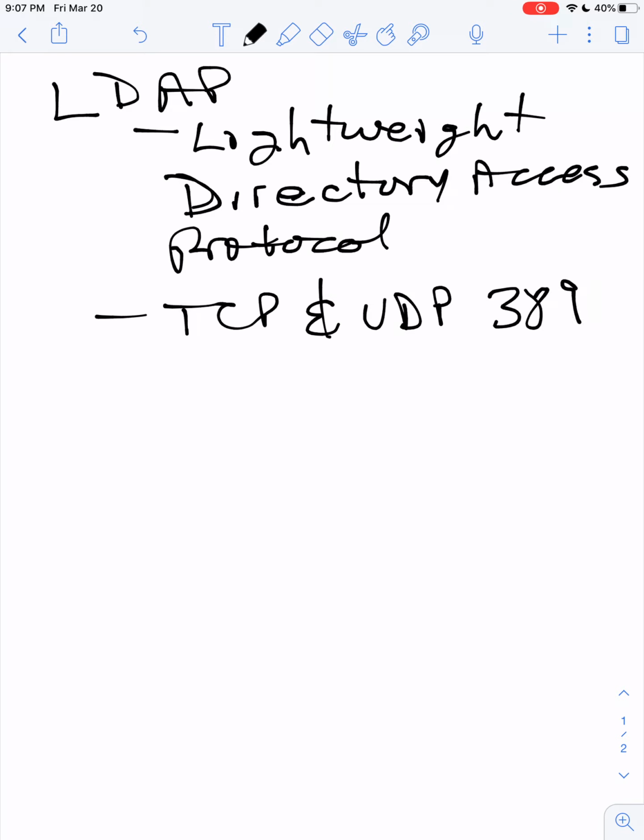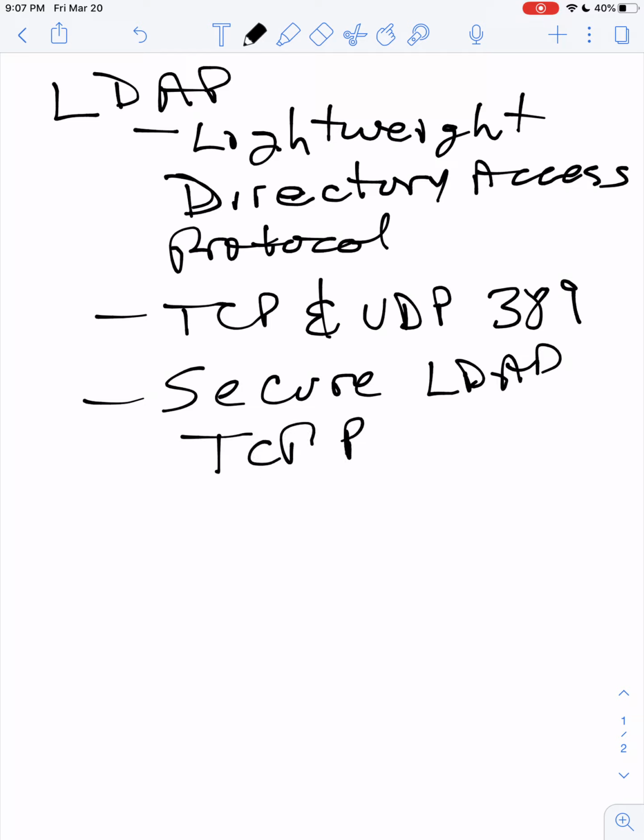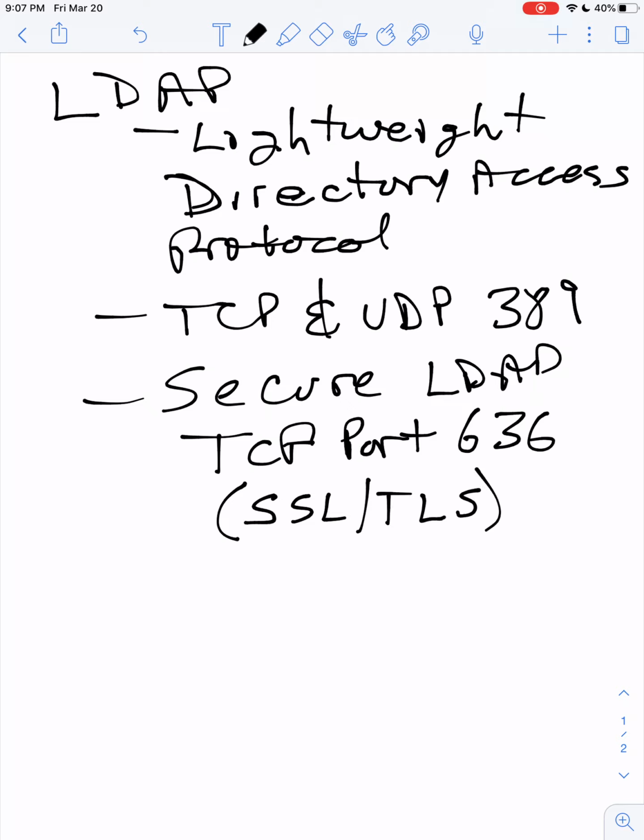There is a secure version of this, and they call this secure LDAP, and that uses TCP port 636. It also uses SSL or TLS encryption. And what this protocol actually does, it will query user databases.